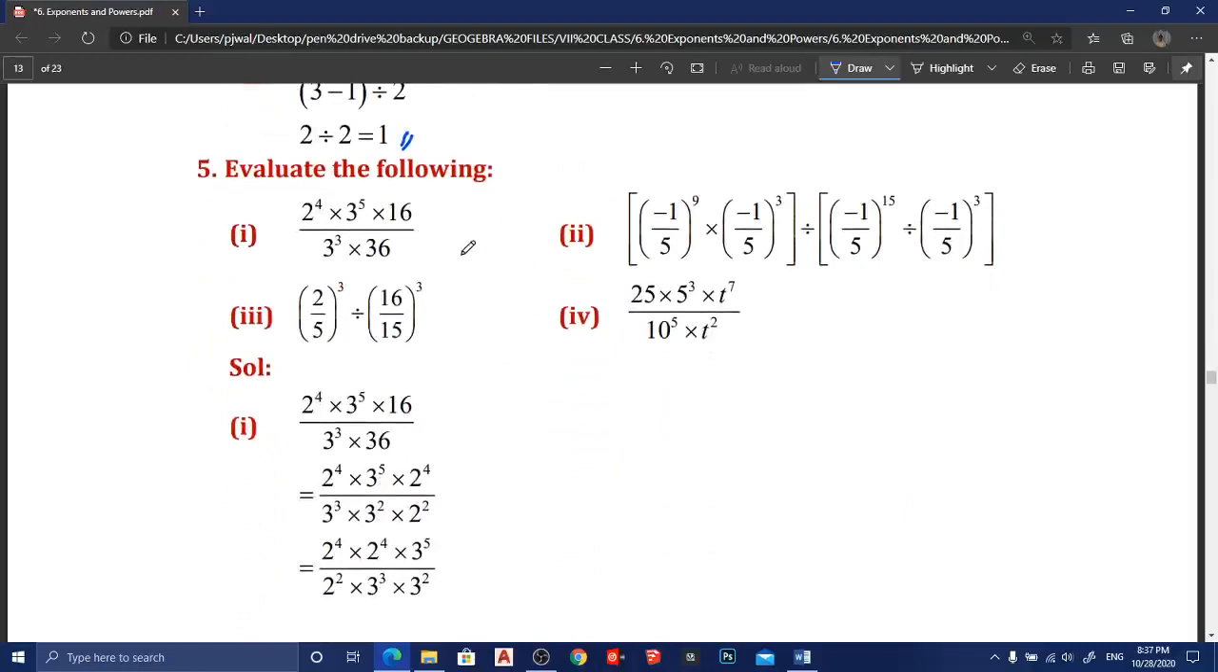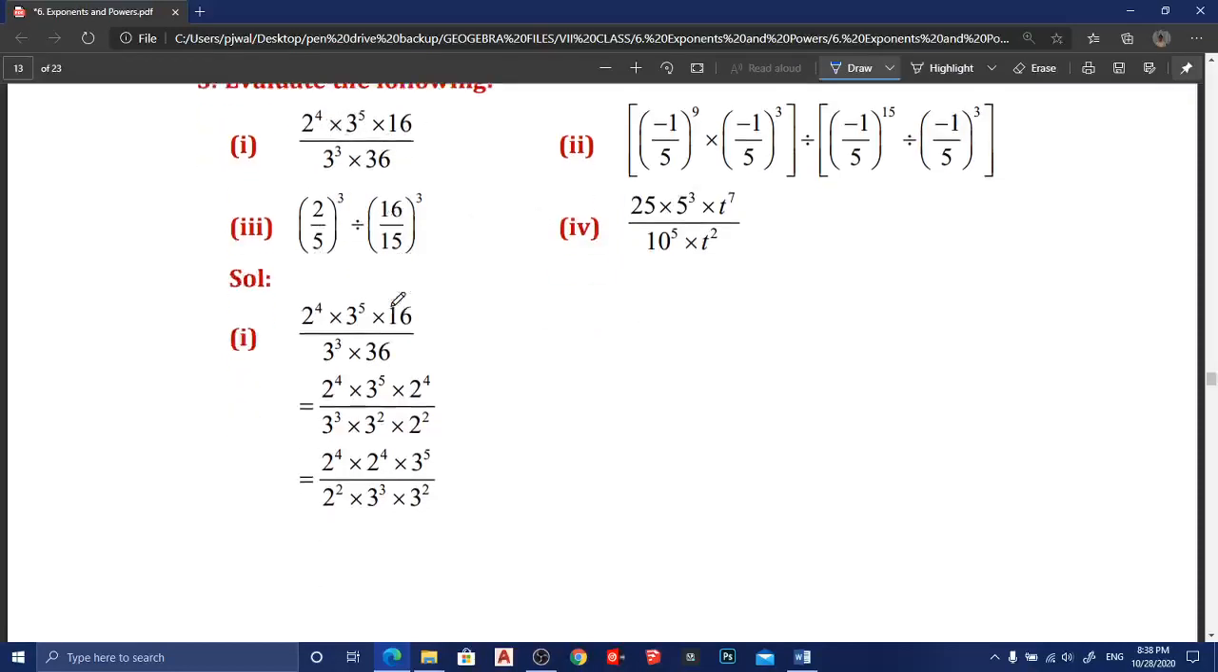Here in this you have to use the formulas again because powers are given. So evaluate the following. Not only simplifying, you have to find out the value of that one also. That is nothing but evaluation. So 2 to the power of 4, here these are the problems only. I am going to the problem directly.